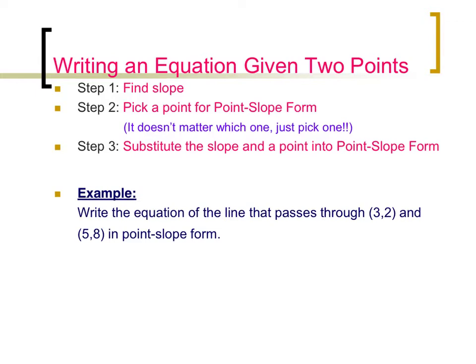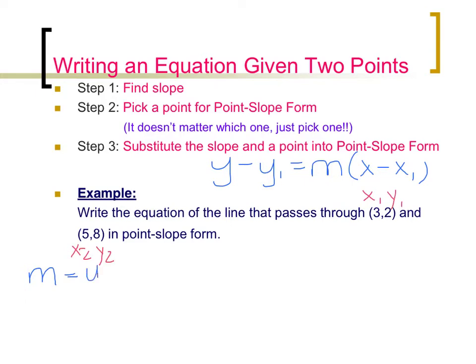Alright, so let's start with the equation in point-slope form. Point-slope is y minus y1 equals my slope times x minus x1. Alright, the first thing I want to do is I want to find my slope. We'll go ahead and label our points x1, y1 and x2, y2. Alright, now we're going to go ahead and find our slope. Remember, your slope is your change in y, y2 minus y1, over the change in x, x2 minus x1. Go ahead and substitute in.